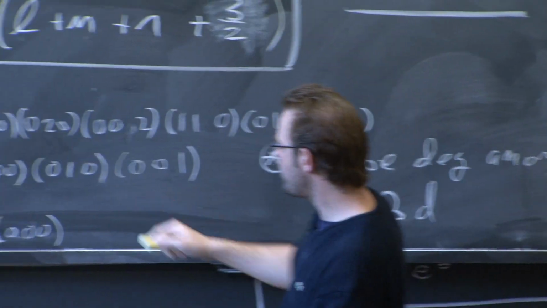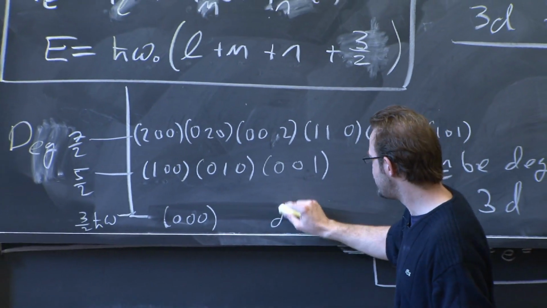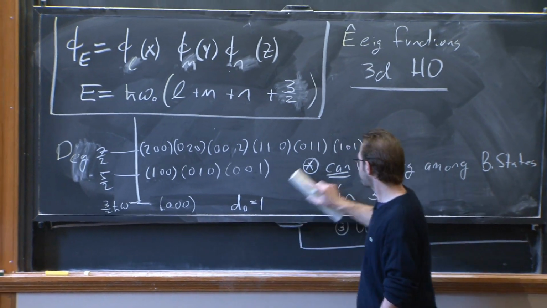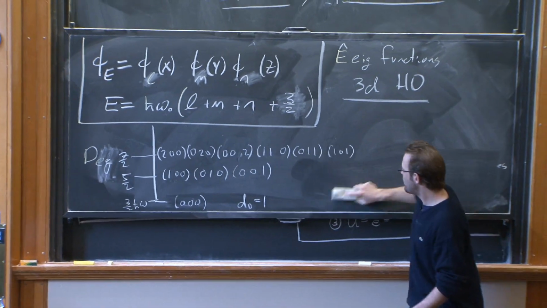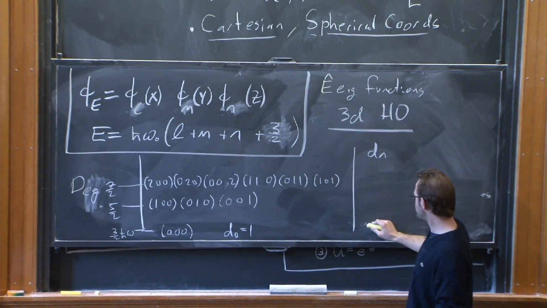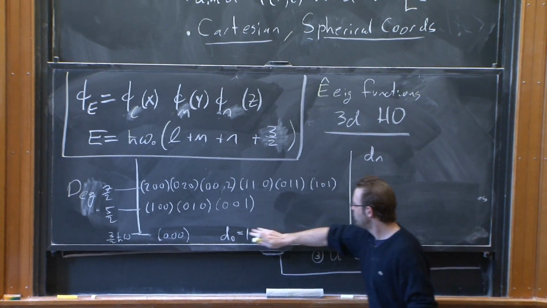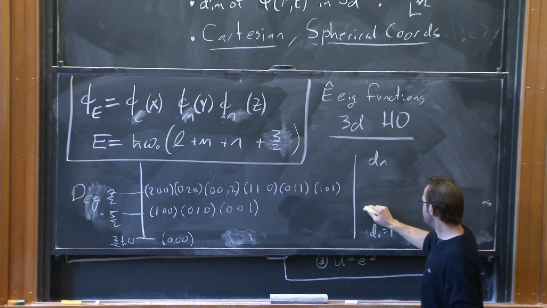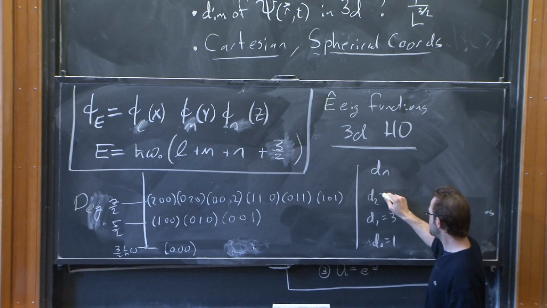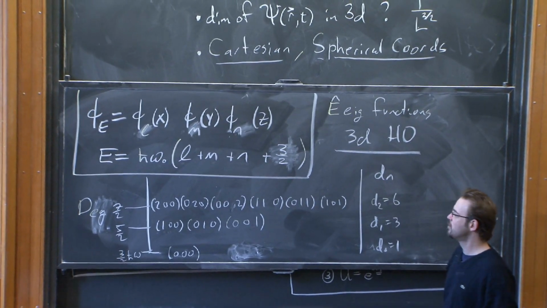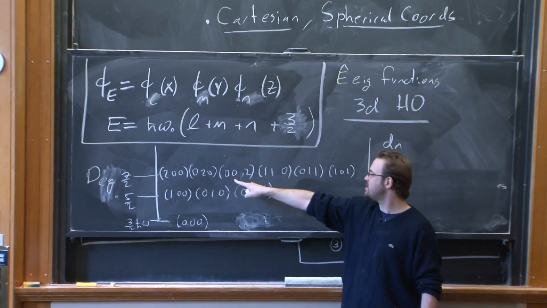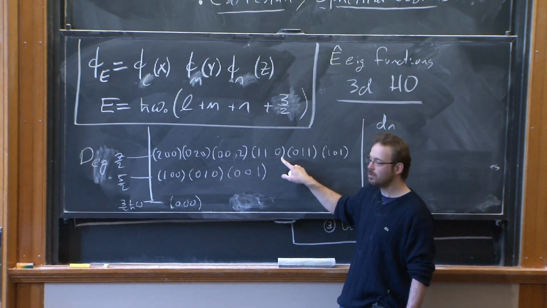So first off, let's look at the number. The degeneracy number here, I'll call this d sub 0. The degeneracy of the ground state is 1. In fact, I'm going to write this as a table, the degeneracy of the level n. So d0 is equal to 1, d1 is equal to 3, and d2 is equal to 6. Now, it's less clear here what's going on, because is this just this guy relabeled?